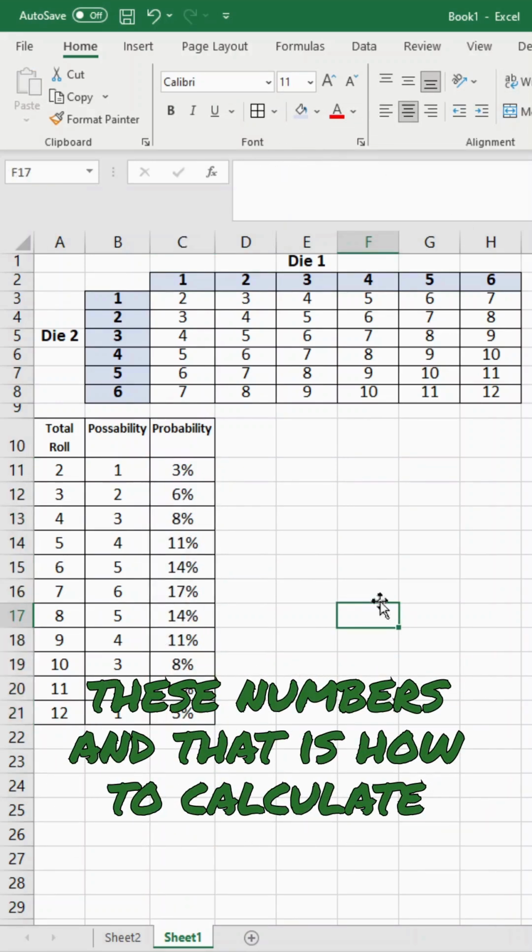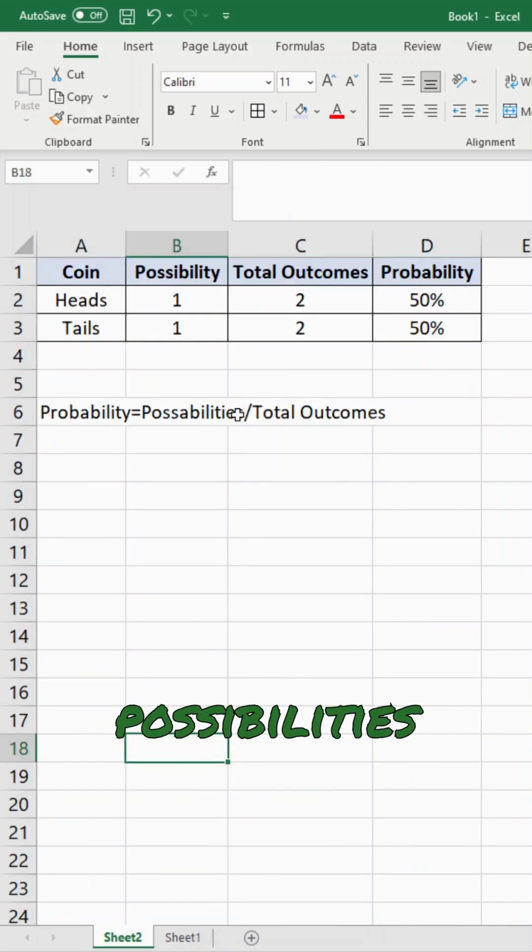And that is how to calculate probability. So it's just, again, your total possibilities divided by total outcomes.